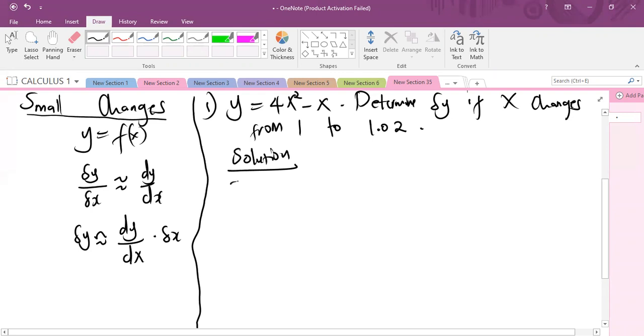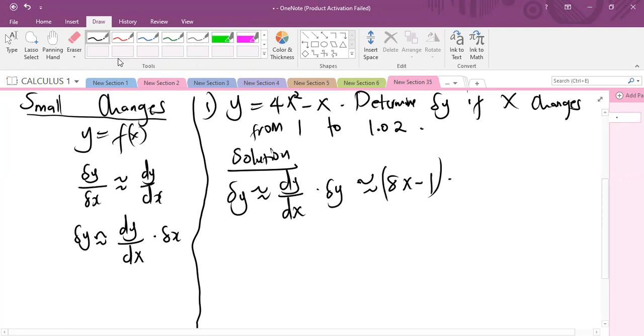From this formula here, approximate change in y is approximately equal to dy/dx multiplied by a small change in x. So what is dy/dx? Our y is 4x squared minus x, so our dy/dx is 8x minus 1. Multiply this with the small change in x. And what is the change in x? As we've been told, x is changing from 1 to 1.02. So the change in x will be 1.02 minus 1.